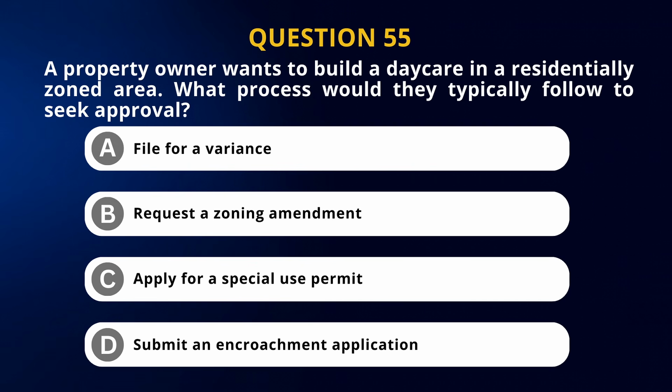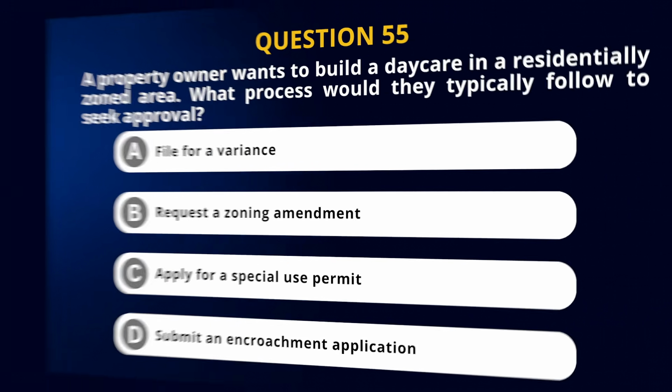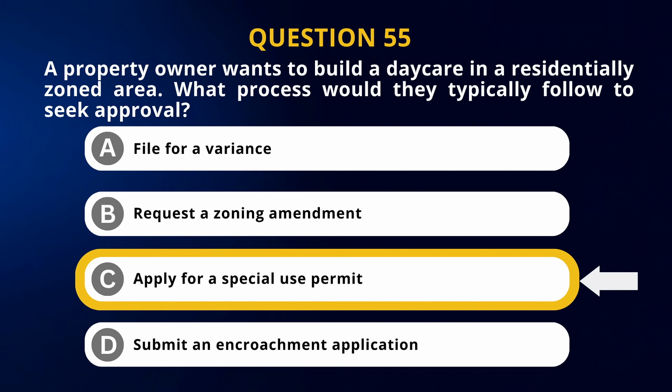Letter C, apply for a special use permit. Letter D, submit an encroachment application. And the answer is letter C, apply for a special use permit.